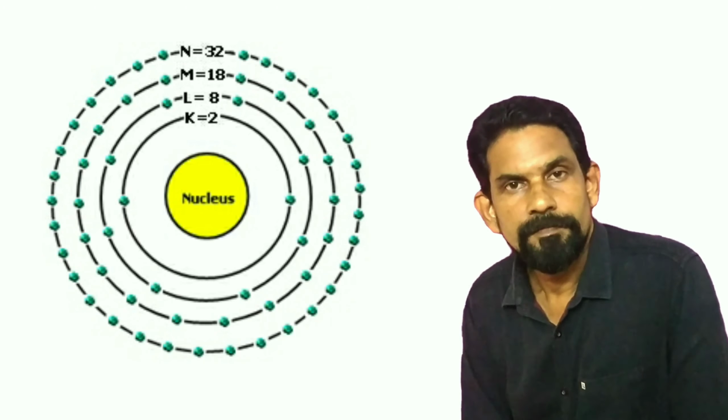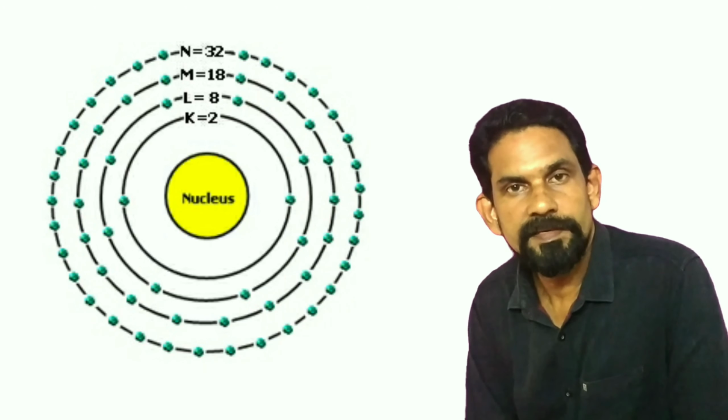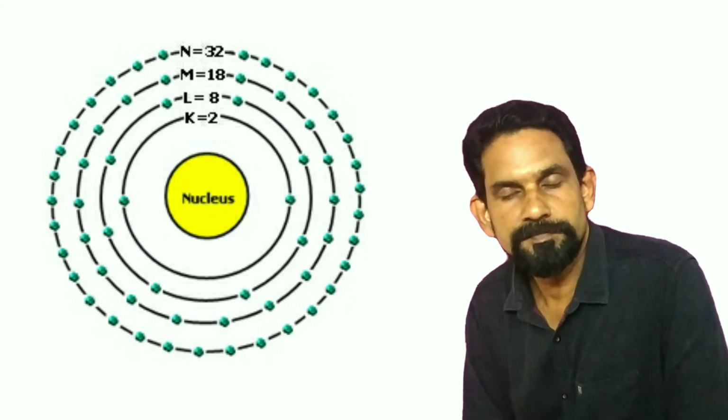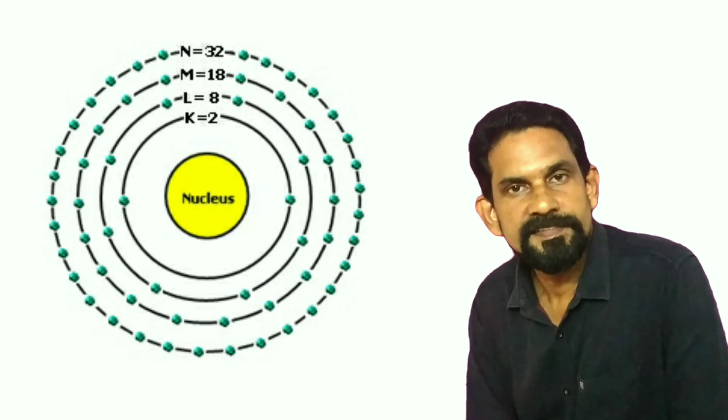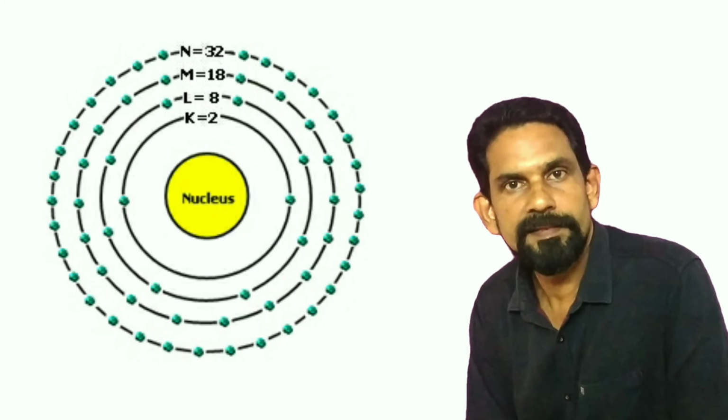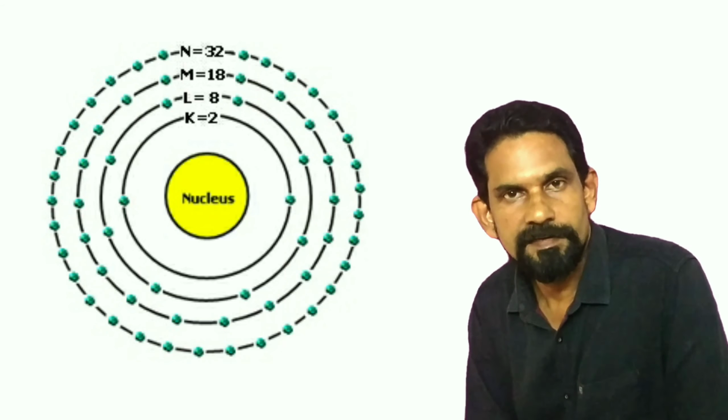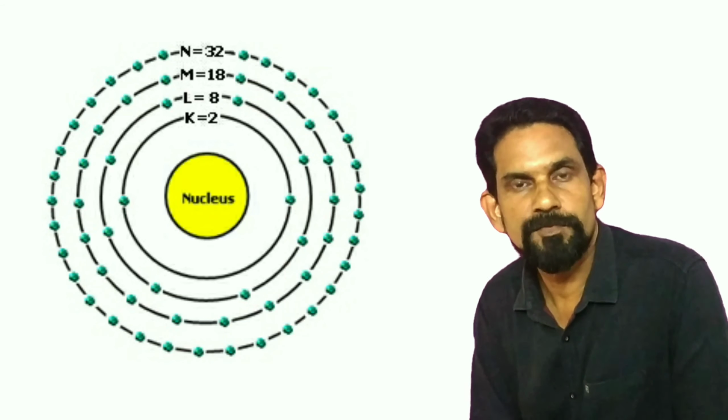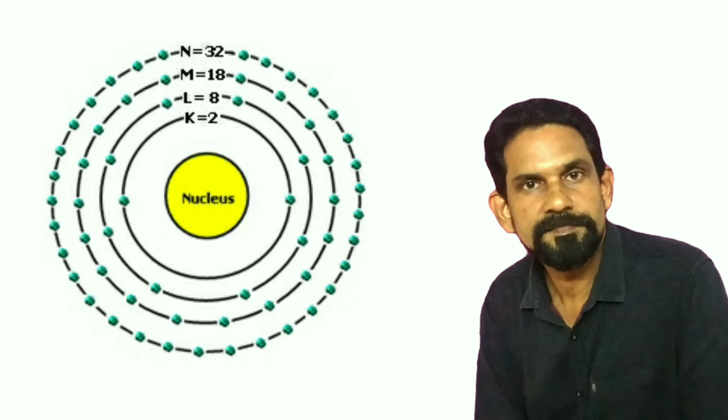Okay, you know which letters are used to denote the shells of an atom. The first shell is K shell, the second shell is L shell, the third one is M shell, and the fourth one is N shell.